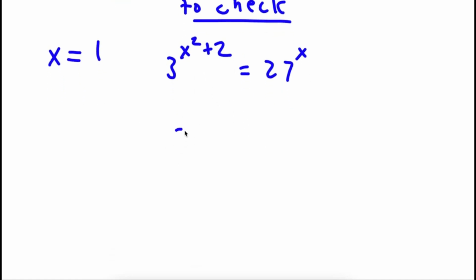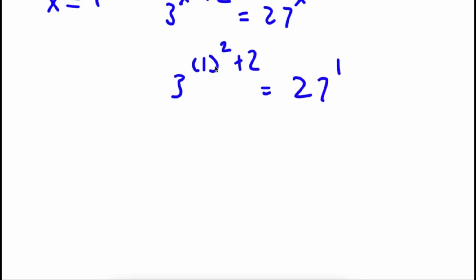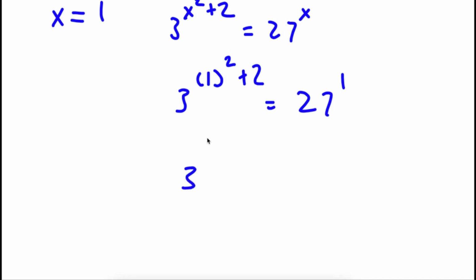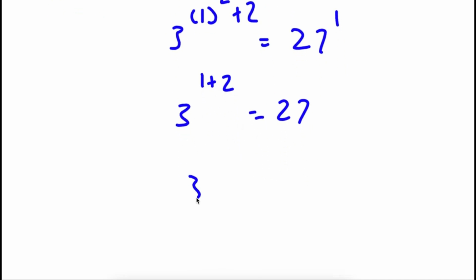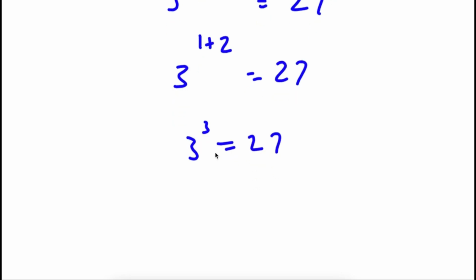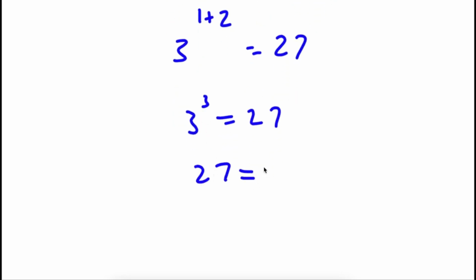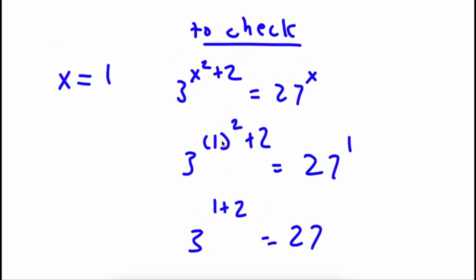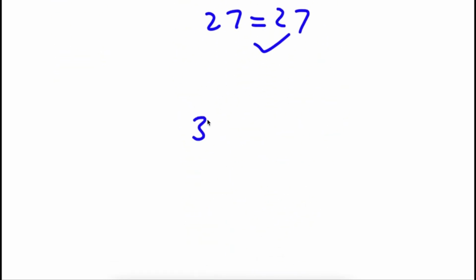So if x is equal to 1, now I have 3 to the power of 1 squared plus 2 is equal to 27 to the power of 1. 1 squared is 1, so now I have 3 to the power of 1 plus 2 is equal to 27. 1 plus 2 is 3, so I have 3 to the power of 3 is equal to 27, and 3 to the power of 3 is 27, so I have 27 is equal to 27. This is right.